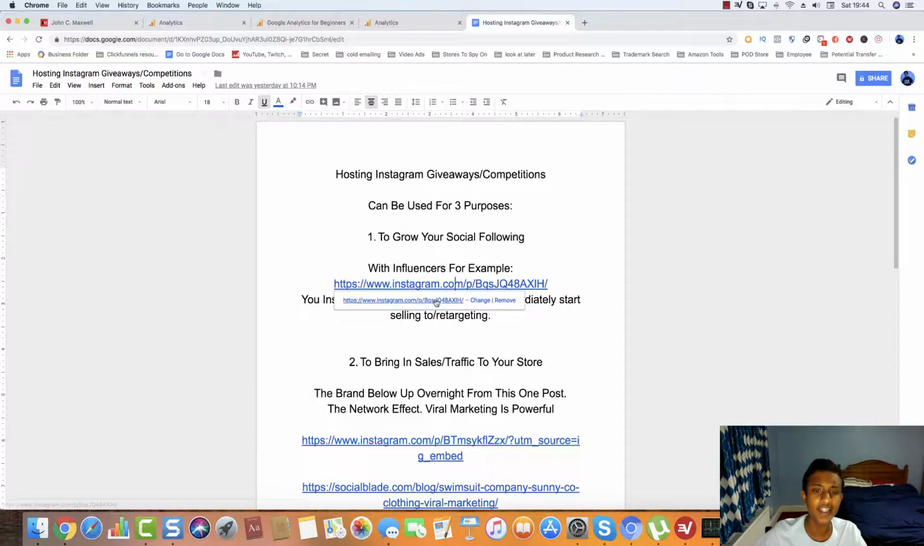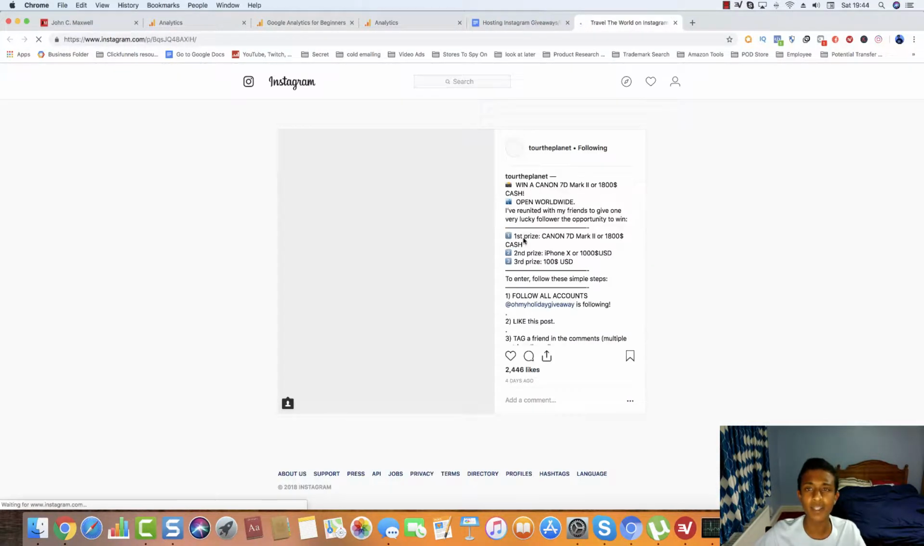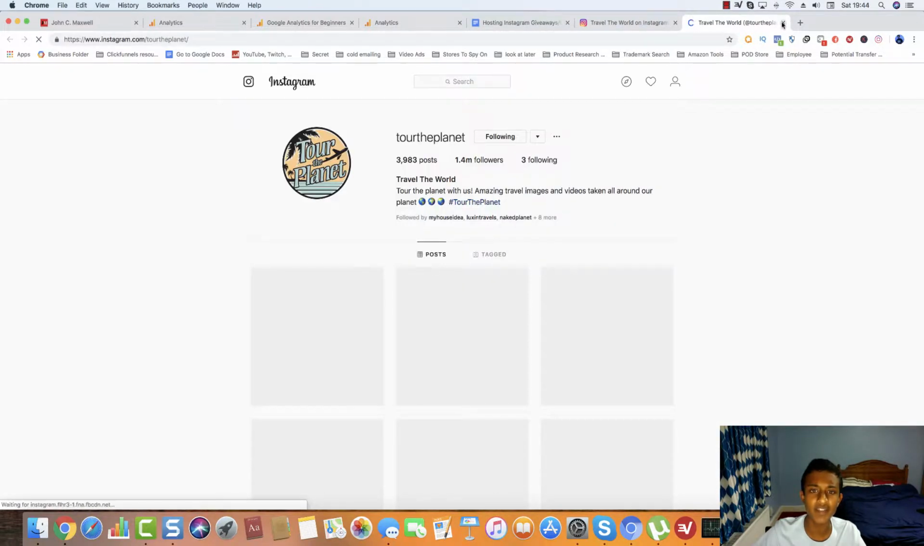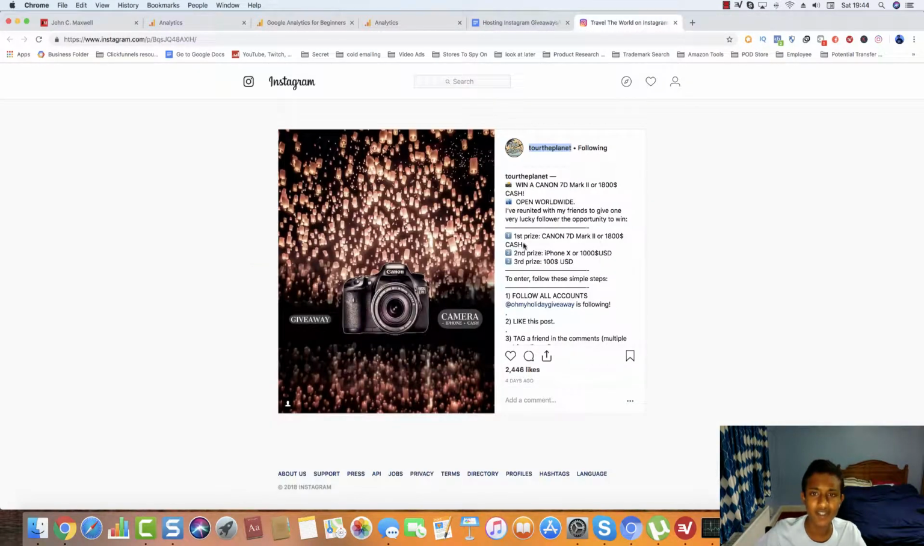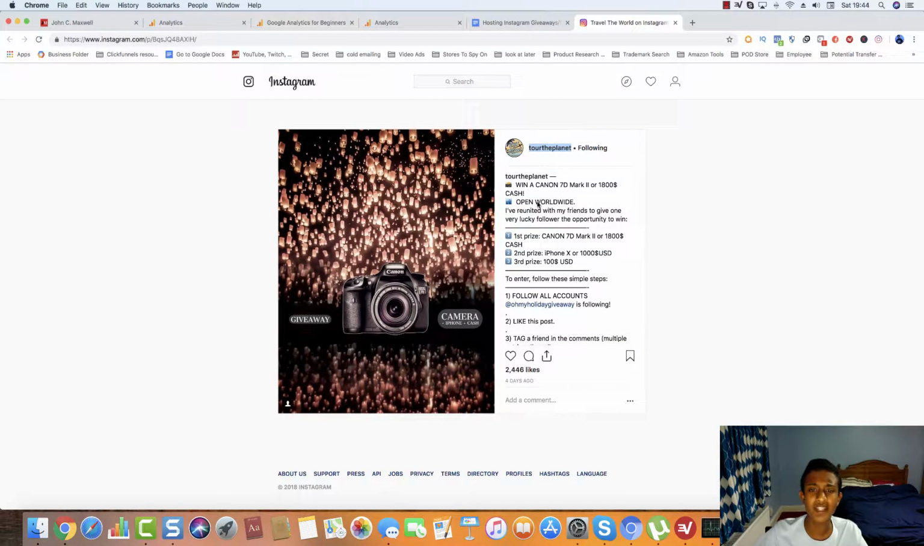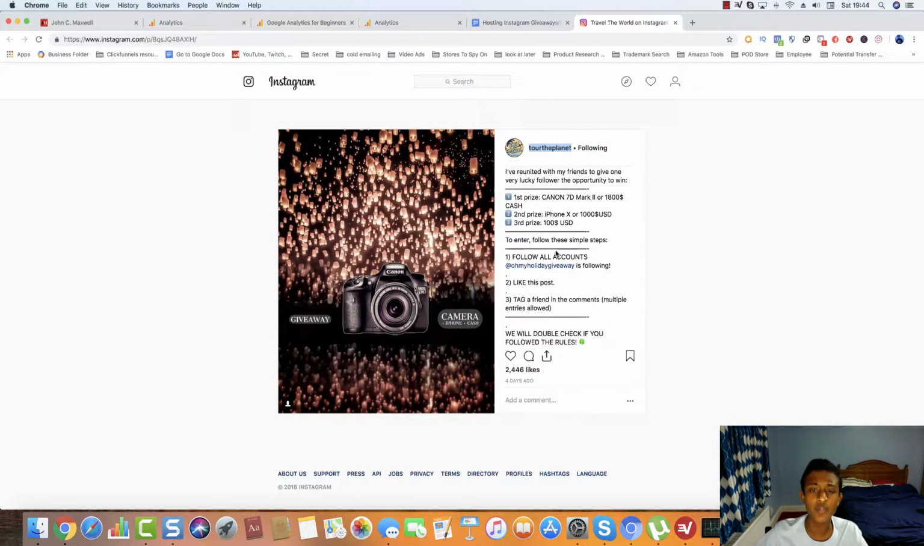So I'm going to quickly link to a giveaway whose main purpose is to grow social following. As you can see over here, Tour de Planet, a page with like 1.4 million followers, is doing a giveaway for this Canon 7D camera, which is a super expensive, super high quality one. What they're doing is giving this away, and all they're asking in exchange is, first of all, to tag a friend in the comments, which will basically get more people to engage with this when they see it.